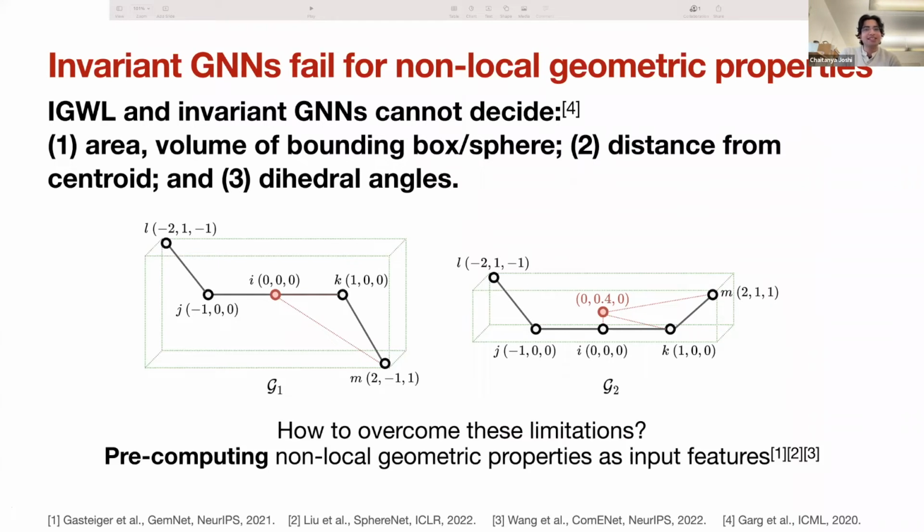And that suggests how we can overcome these limitations. In fact, models already do. We can pre-compute certain non-local properties and use them as input features within our invariant GNNs, which is done rather successfully in models like GemNet and SphereNet.